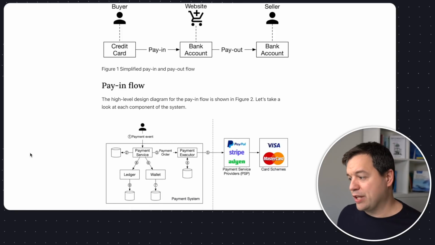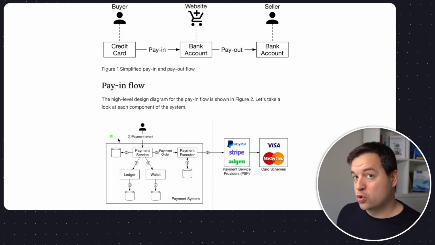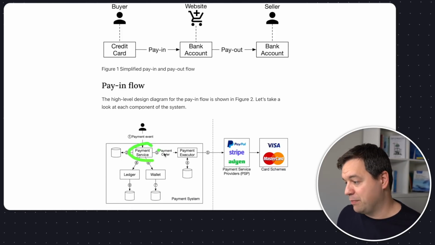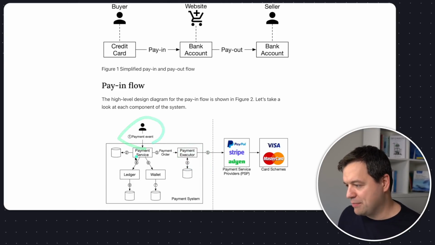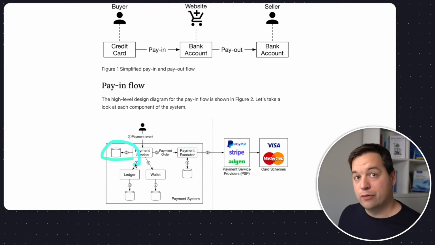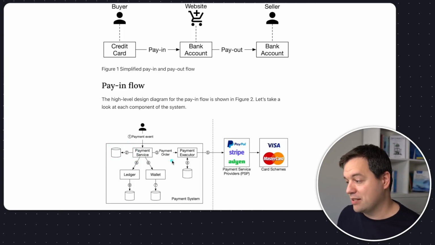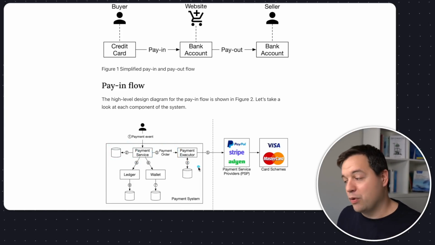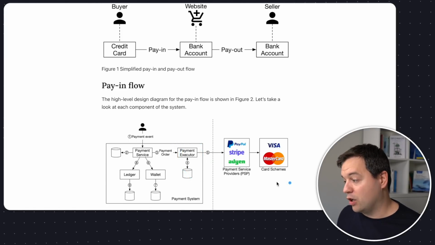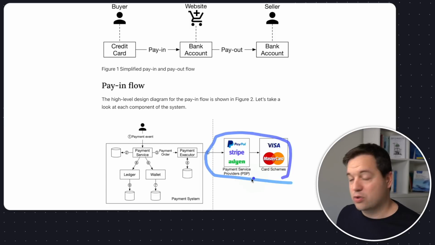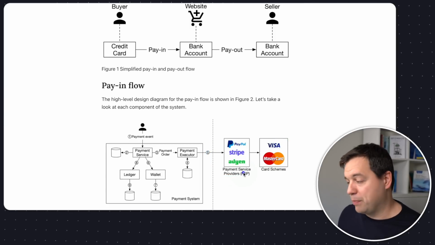And in the high-level diagram, this candidate draws up a pretty simple system that consists of a payment service, a ledger, a wallet, a payment executor, and they're saying, all right, so we're going to get payment events that go into the payment service, which we're going to save into some sort of database. Then we're going to talk with our payment service provider, but not directly with them. We have a layer where we save all the communication, and we're going to talk with service providers like Stripe, Adyen, MasterCard, Apple Pay, Google Pay.